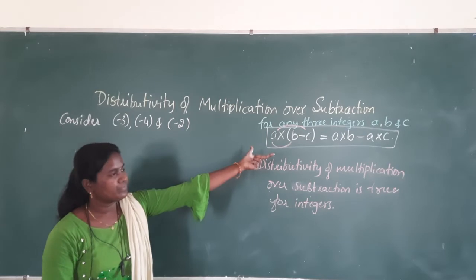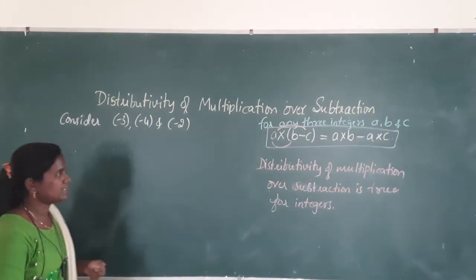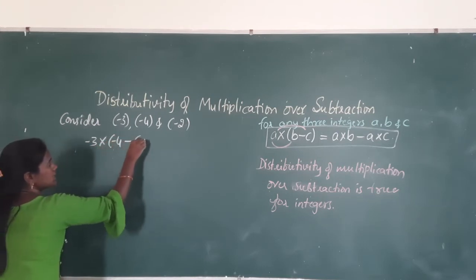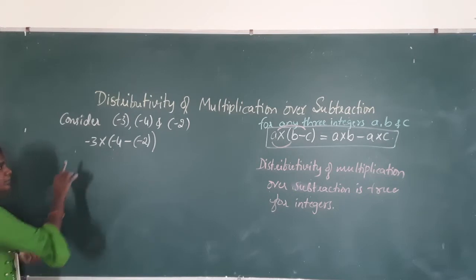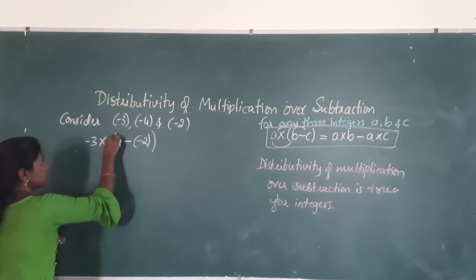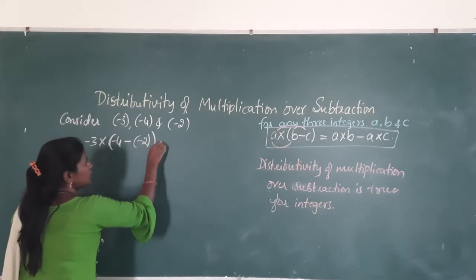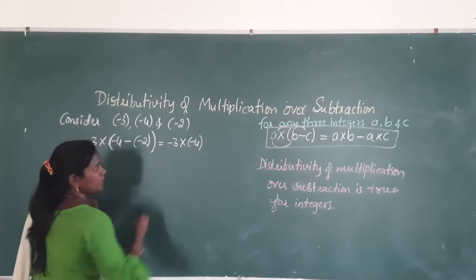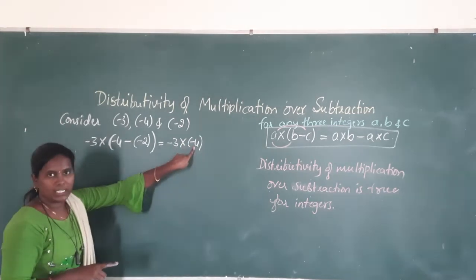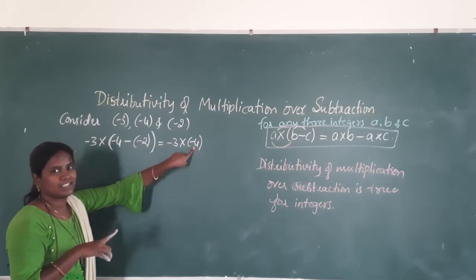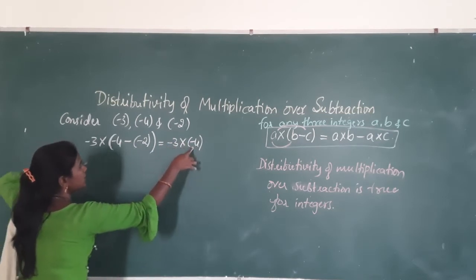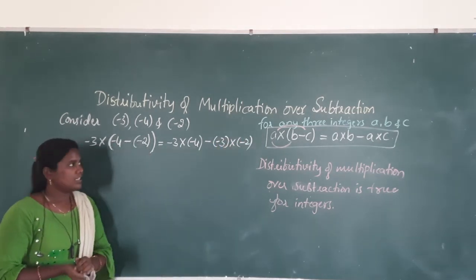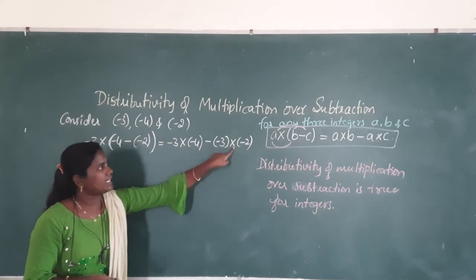So, for this general statement, we have to substitute these. It is A into B minus C. See how I am writing. A into B minus C is equal to A into B, don't forget to write that minus sign, negative sign, A into B minus A into C. Yes? A into B minus A into C.